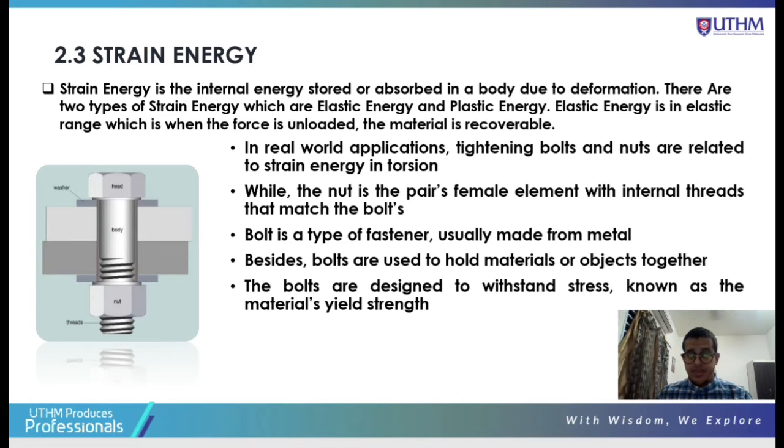energy in torsion, while the nut is the paired female element with internal threads that match the bolt. A bolt is a type of fastener usually made from metal. Bolts are used to hold materials or objects together. The bolts are designed to withstand stress, known as the material yield strength.